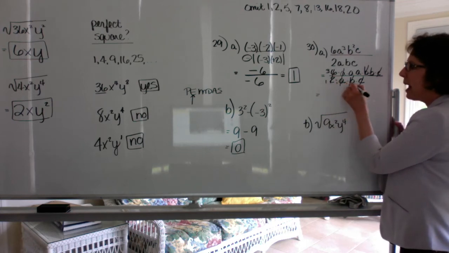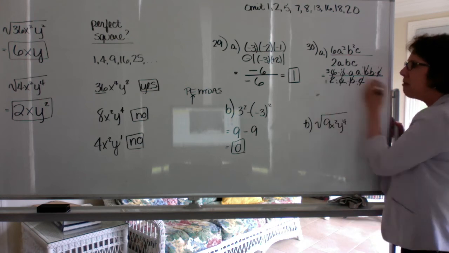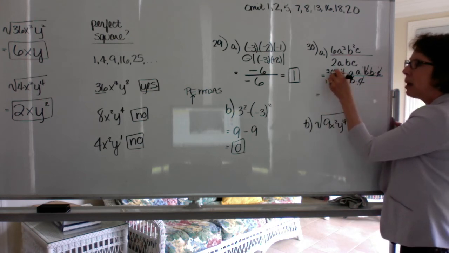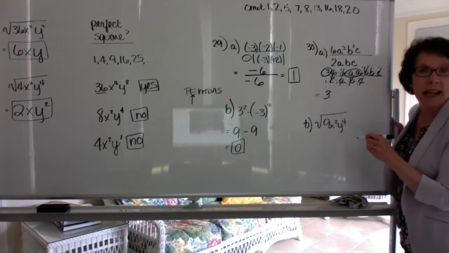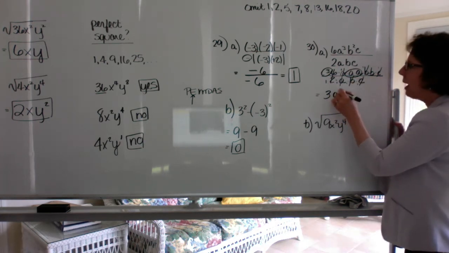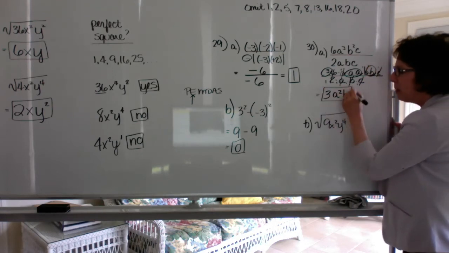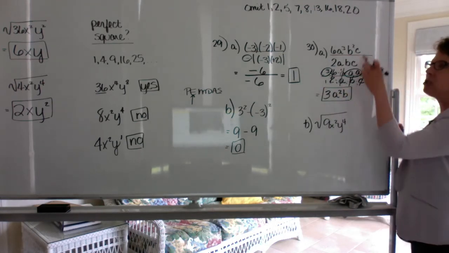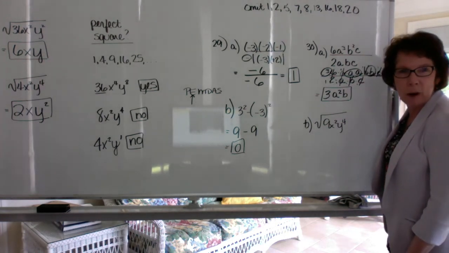Well, when everything canceled out, remember those become 1 over 1s. And so everything in the denominator is gone. But I've got to be careful here. I've got a 3. I've got 2 A's, so I have A squared, and then I have a B. And there is my simplification of this division problem using variable terms.